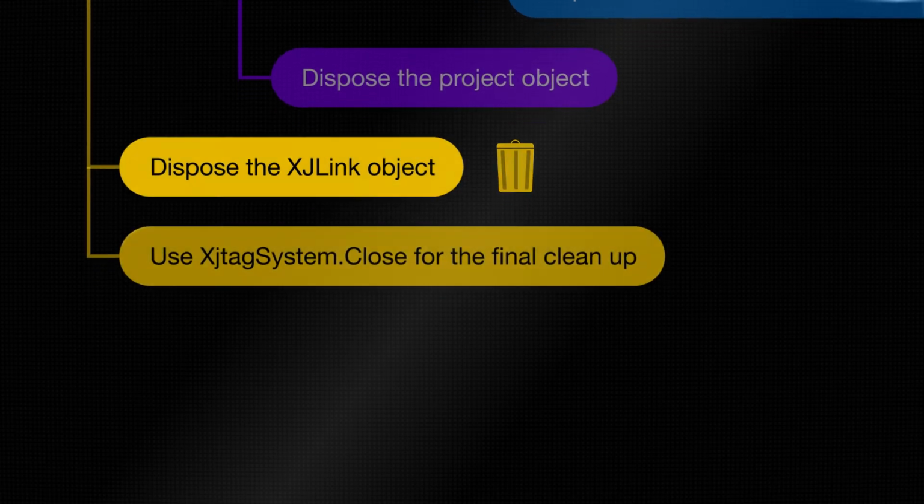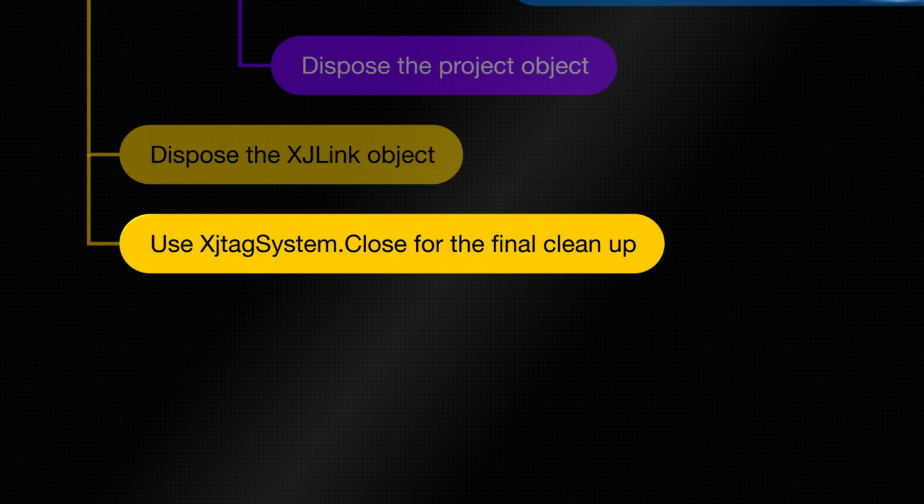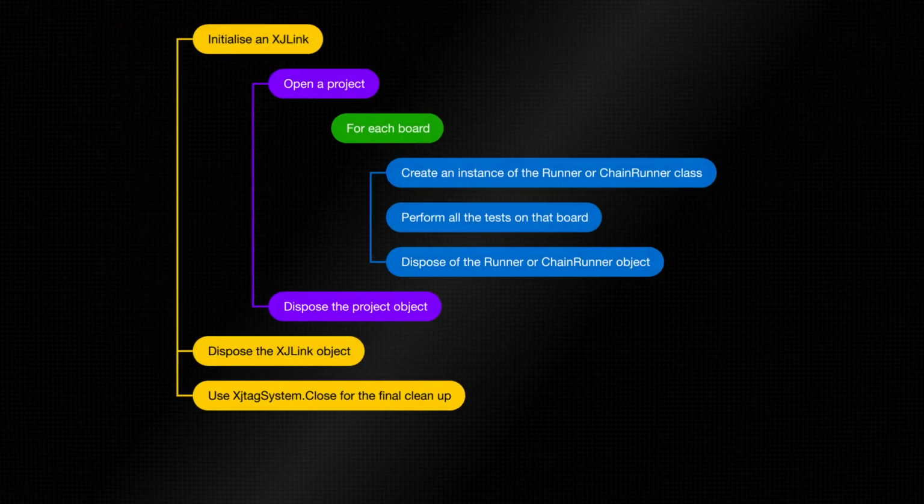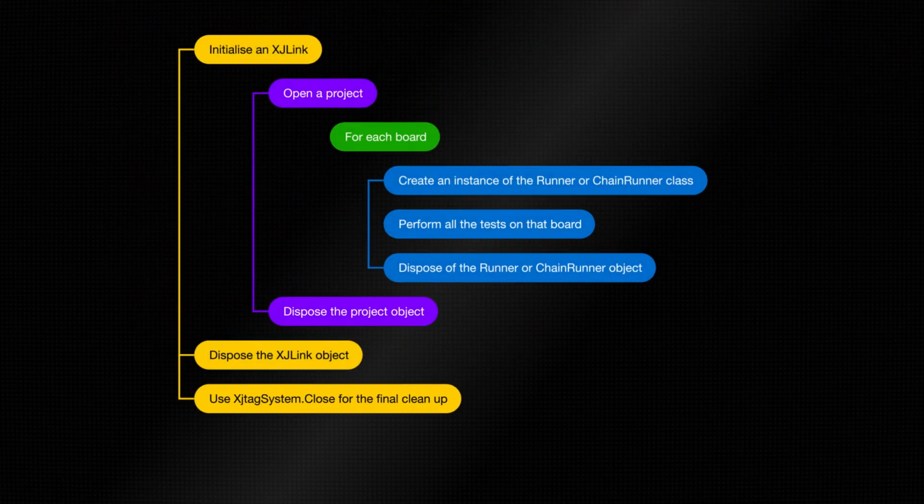Finally, after everything has been completed and the equipment is no longer needed, you perform an xjtagsystem.close to release all the system resources and tidy up the memory. The only time to use a system close is right at the end when all the testing has been completed and you want a final cleanup. It'll ensure all the threads that the system created are stopped. I'll explain how to do those individual steps in the rest of this video series.